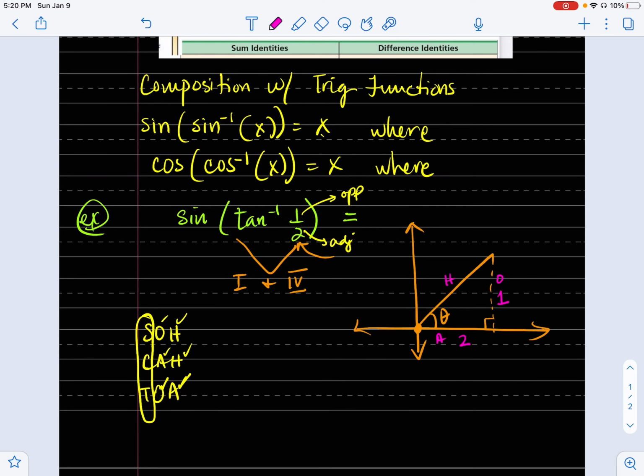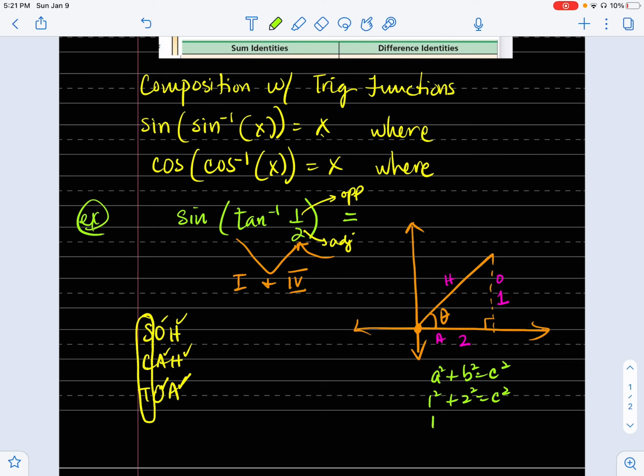But if that makes sense, we have figured out 2 sides of the triangle. We still don't know the angle, but we have figured out 2 sides. Can I find the third side? Yeah, very simple. It's a right triangle. It better follow the Pythagorean theorem. 1 squared plus 2 squared must equal c squared.